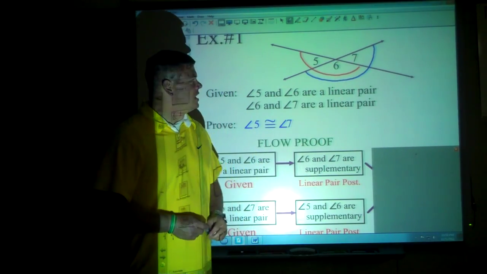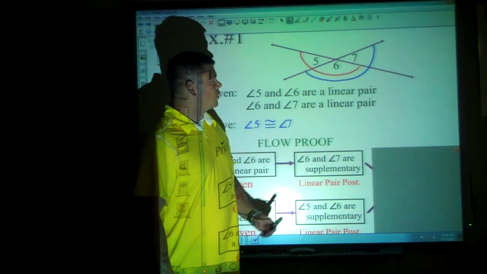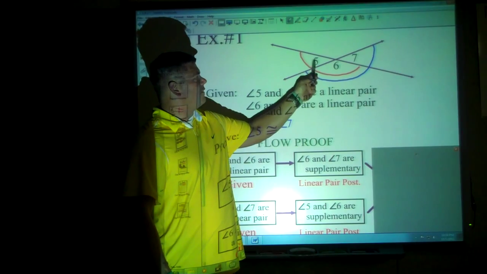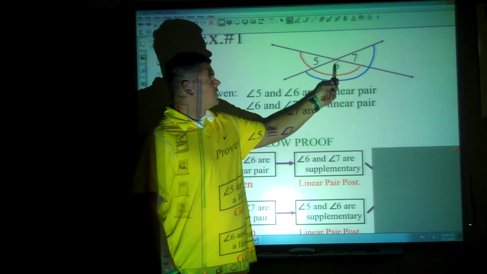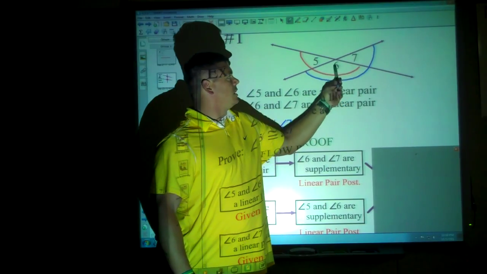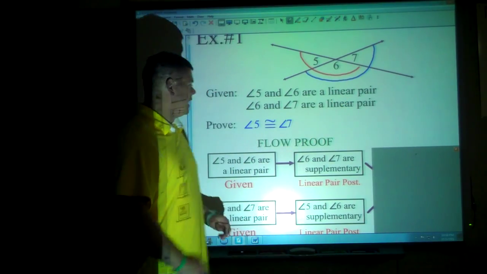Make up a number for it that's easy. Pretend 6 is really 100 degrees. If 6 is 100 degrees for this red linear pair, then 5 has to be 80. And 6 is 100 degrees, it doesn't get to change. It's still 100 degrees with this relationship, which means 7 also has to be 80 degrees.